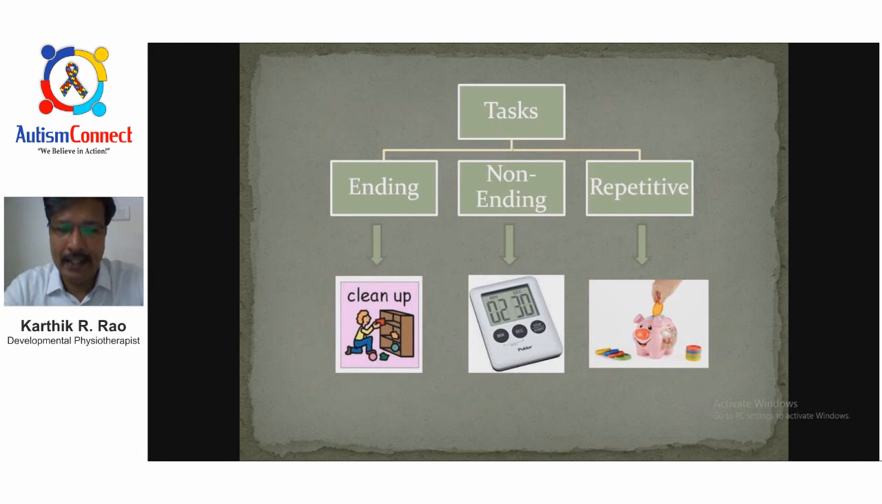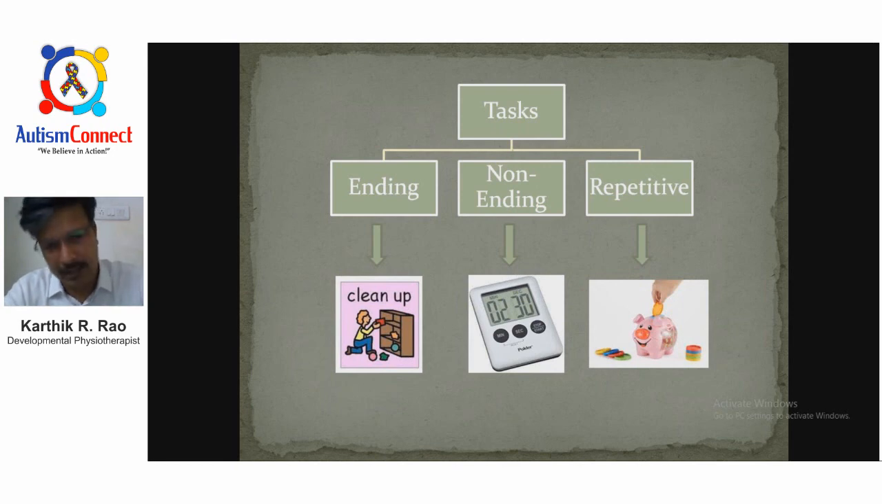So for ending tasks like cleanup, it's always easy for a child to understand. We can just ask him to do it, and if your child starts doing it a couple of times, he understands how long this task is going to last. The next is a non-ending task. So for that, we are going to use a timer or an alarm. You can use a mobile phone if the child is not distracted by mobile phones, or you use a separate timer, which could be manual or electronic, and fix a time, like you're going to swing for 10 minutes or you're going to swing for 2 minutes.